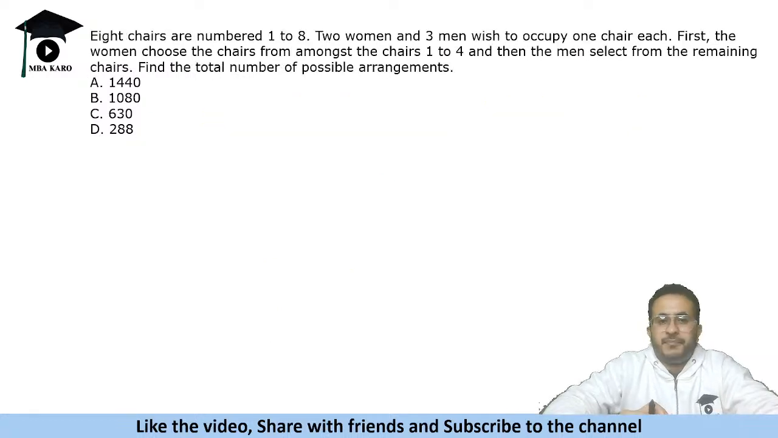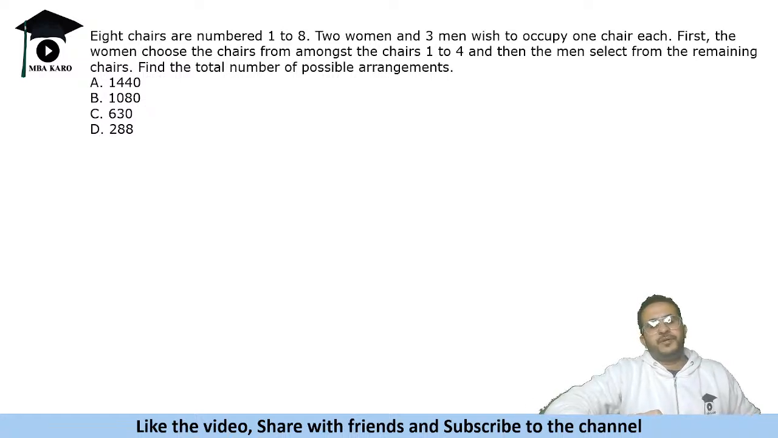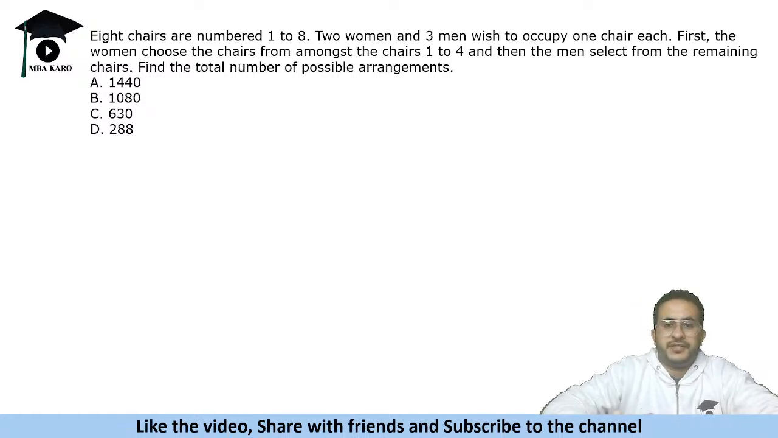8 chairs are numbered 1 to 8. 2 women and 3 men wish to occupy one chair each. First, the women choose the chairs from amongst the chairs 1 to 4, and then the men select from the remaining chairs. Find the total number of possible arrangements.